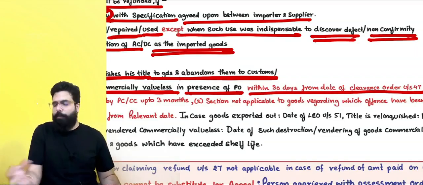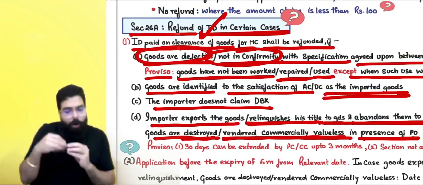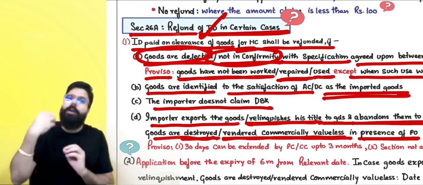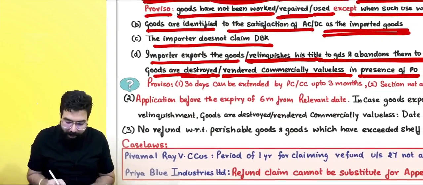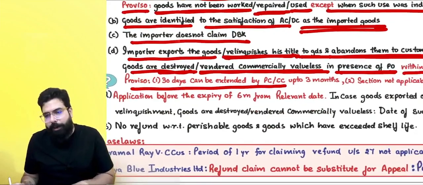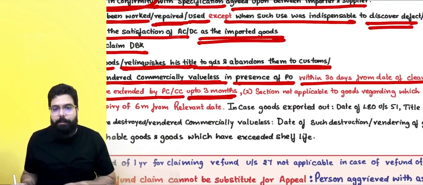Everyone, you got the goods imported, not as per specification or they are defective. Do one thing: either send it back, or leave it to the customs, or destroy the goods within 30 days of the clearance order. Whatever duty you have paid, they will refund it to you. Proviso: 30 days can be extended by the principal commissioner or commissioner of customs up to a further period of 3 months.